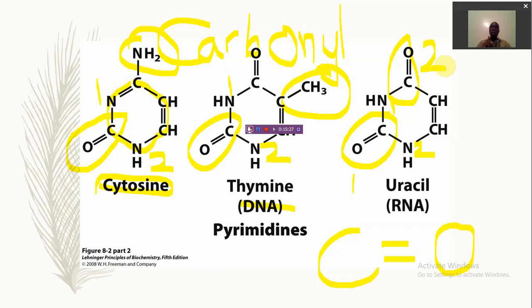Cytosine has 1 carbonyl group and an amino group. Thymine has 2 carbonyl groups. Okay, there's another carbonyl group here, I forgot to mention that. So 2 carbonyl groups and a methyl group. Uracil has 2 carbonyl groups and does not have a methyl group.